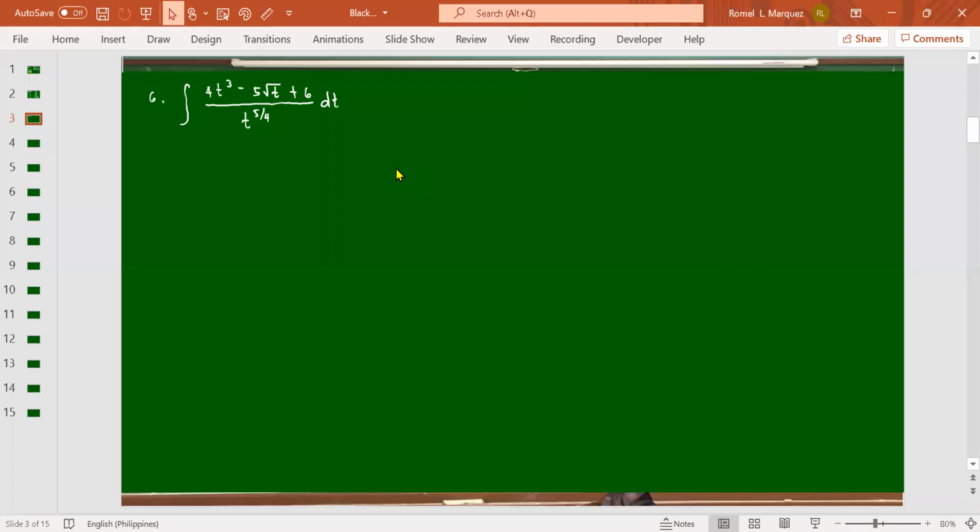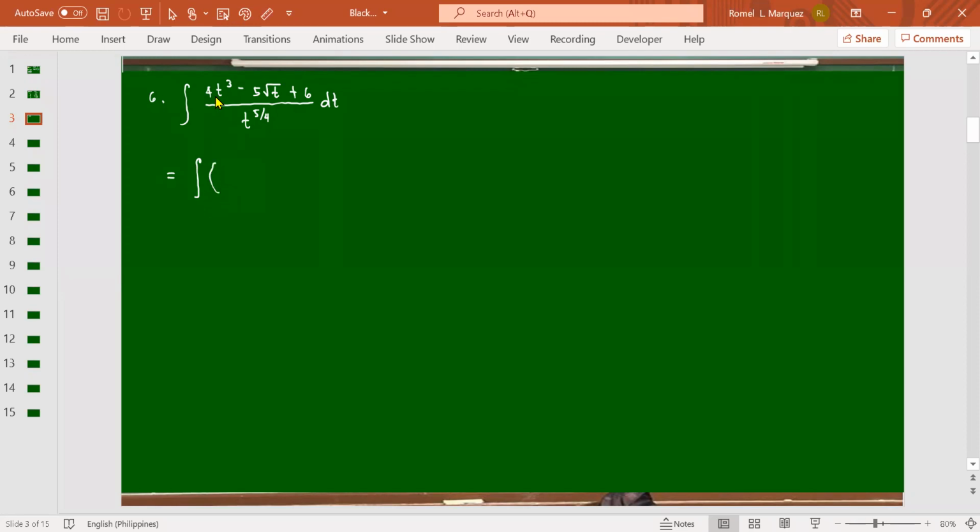Okay. What about this, guys? Children. So we divide term by term, no? So that we'll be able to express it as a sum or difference combination, and then apply term by term integration.